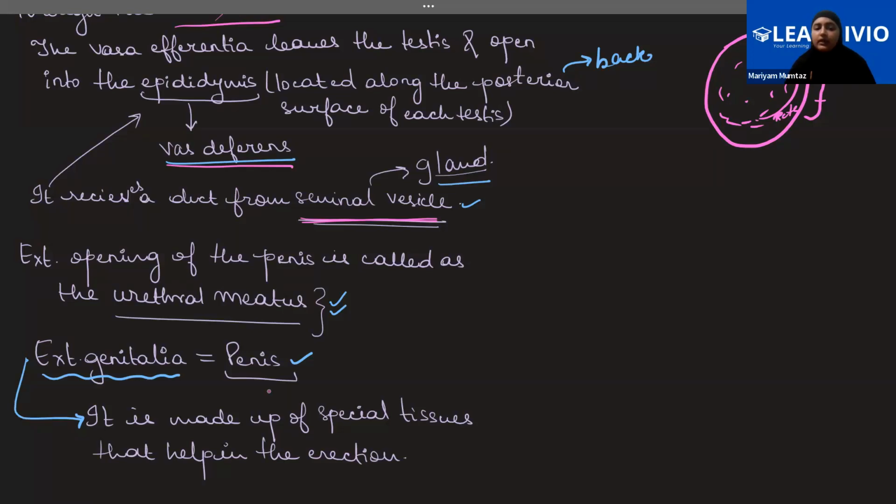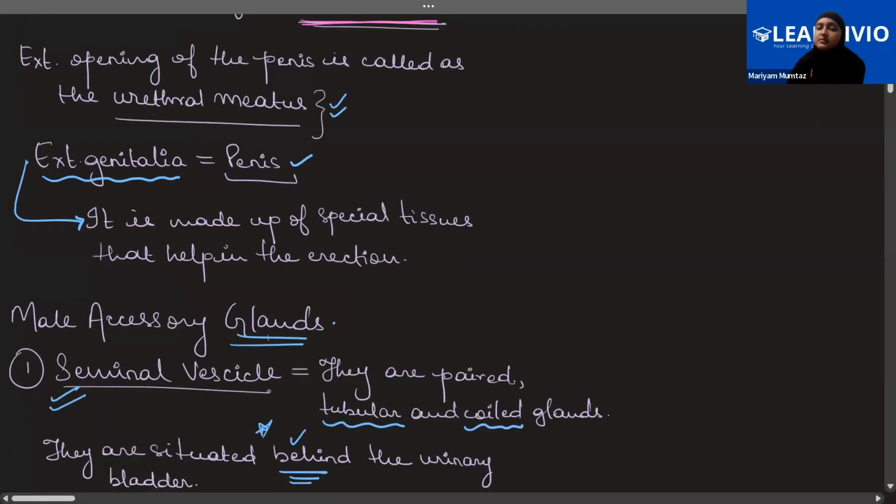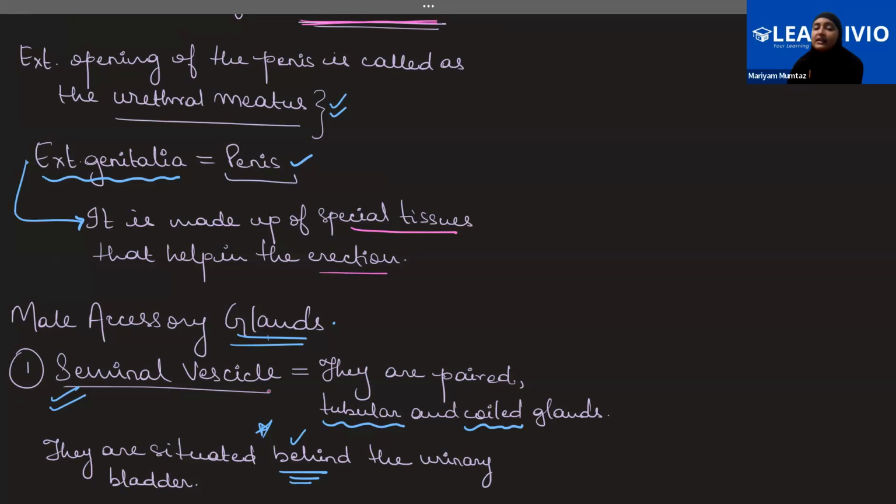Now, the penis is the external genitalia. The sperm which is formed has to be expelled out of the body in order to reach the female's reproductive tract. So it does so through the external genitalia. The external opening of the penis is known as the urethral meatus. Now, the penis, which is the external genitalia, is made up of special tissues that help in the erection process. Now, why is erection necessary?